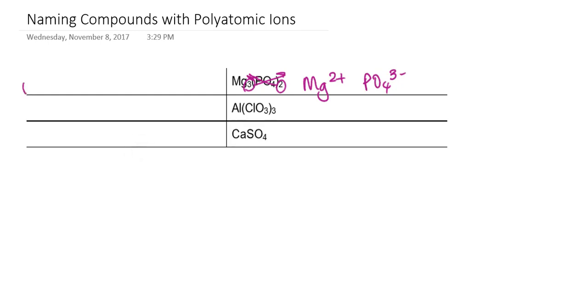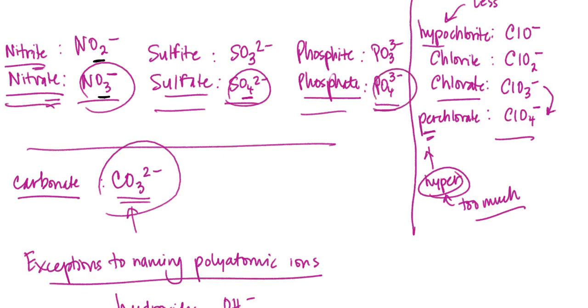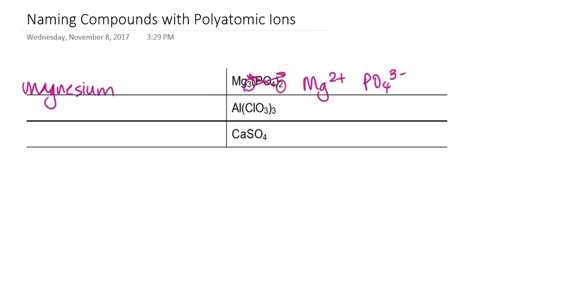We know Mg2+ is the magnesium cation, and PO4 3- was phosphate. So that would be magnesium phosphate. Now again, keep in mind, magnesium is a main group metal, and so as a result, I don't have to worry about the Roman numerals because magnesium always forms a 2+ cation. Let's work with the next one.